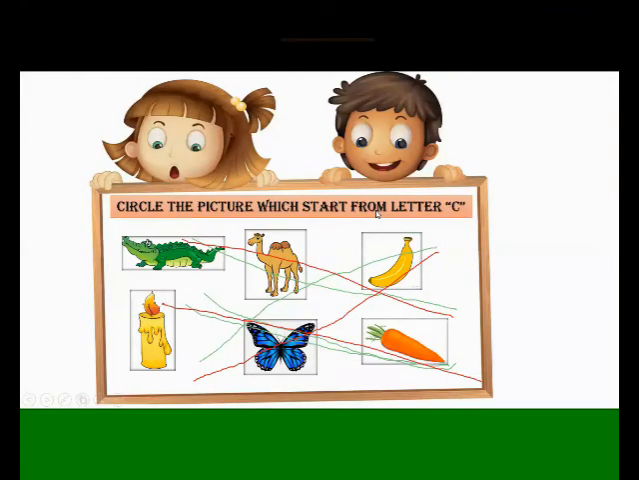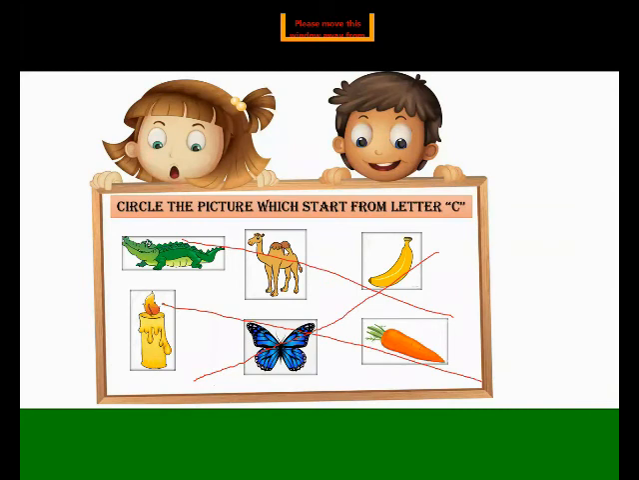Now the next activity is circle the picture which starts with letter C. In this activity you have to circle the picture which starts with letter C. First you have to observe the picture, then you have to observe the sound of this picture, and then you have to circle the picture which begins with letter K. Now the first picture is alligator.